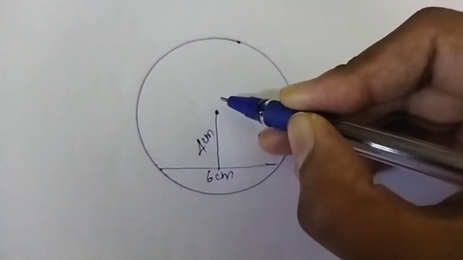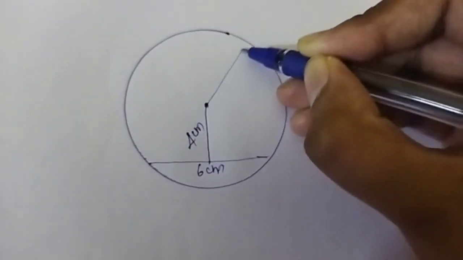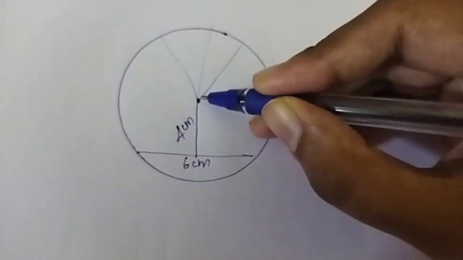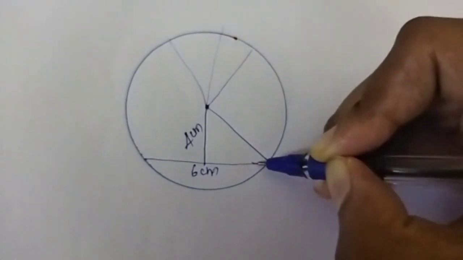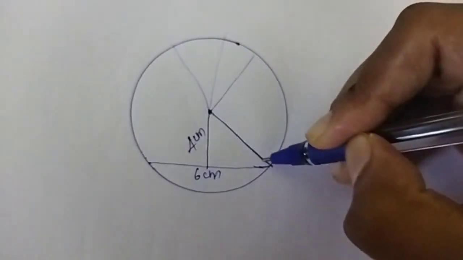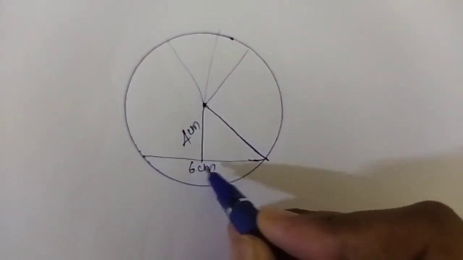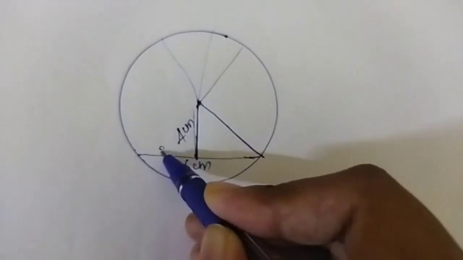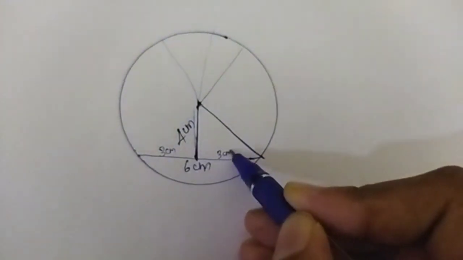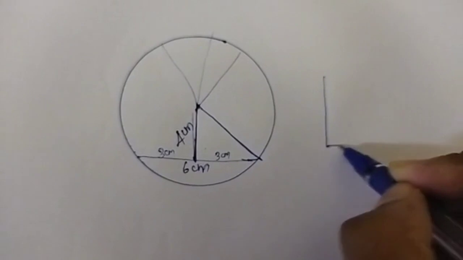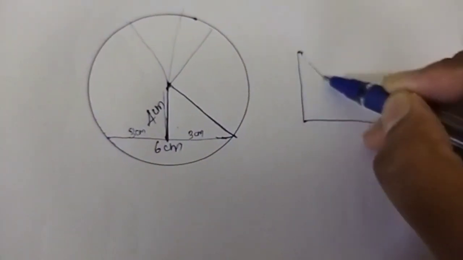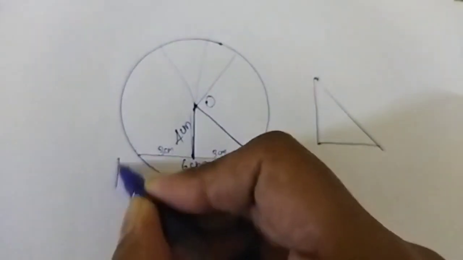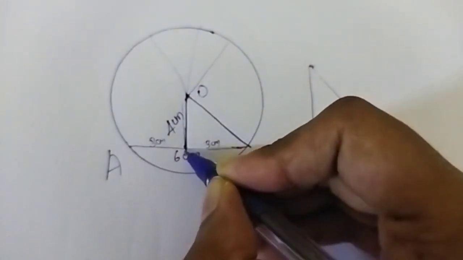Tell me one thing, radius is always the same, right? If it is from here to here or here to here, this is also a radius, right? So this one is a radius. If this total length is 6 centimeter, this chord is bisecting, which means this is 3 centimeter and this is 3 centimeter. Now we have a right angle triangle. I'm just taking this one. Let me name this as OAB and this one as C.